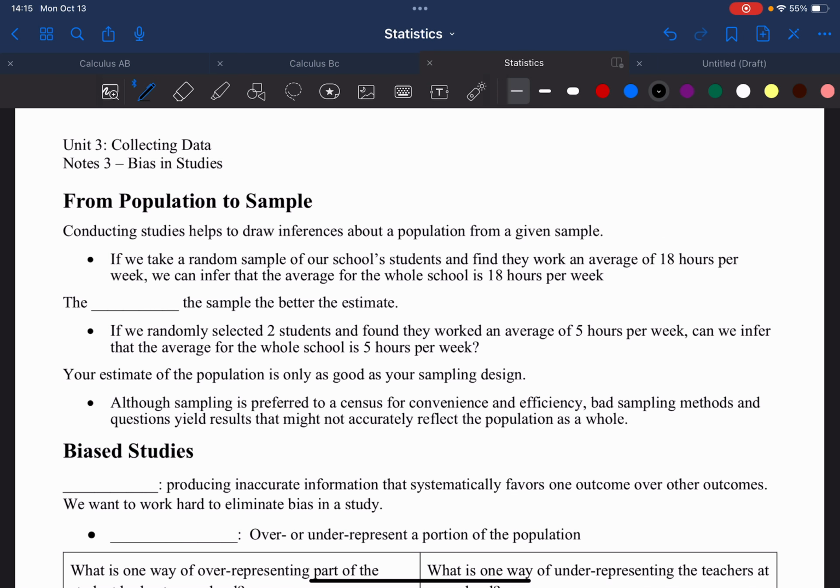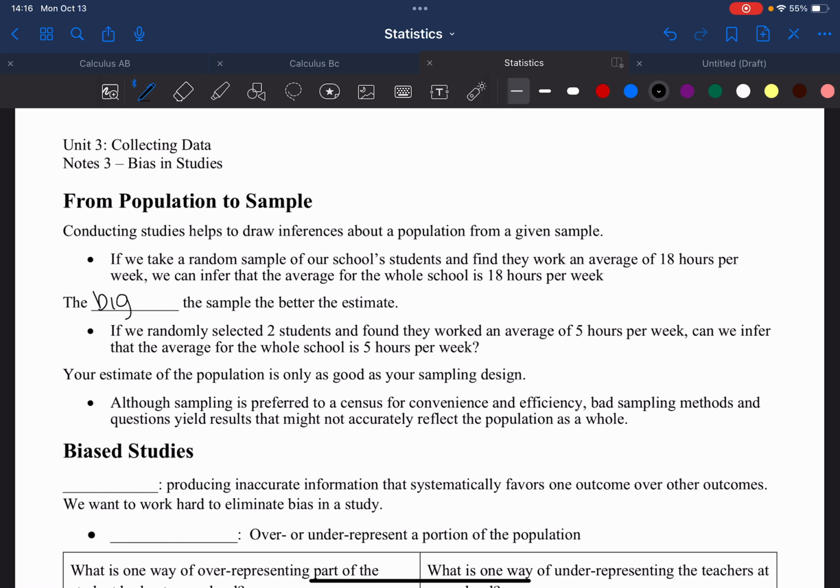Okay, notes 3.3, bias in studies. So it says from population to sample. Conducting studies helps to draw inferences about a population from a given sample. If we take a random sample of our school students and find that they work an average of 18 hours per week, we can infer that the average for the whole school is 18 hours per week.